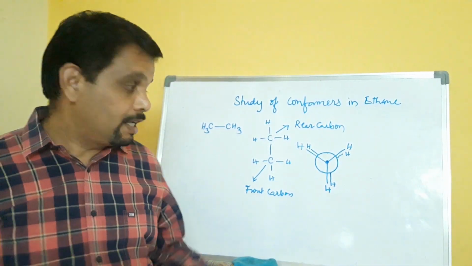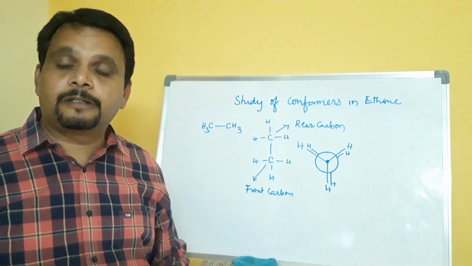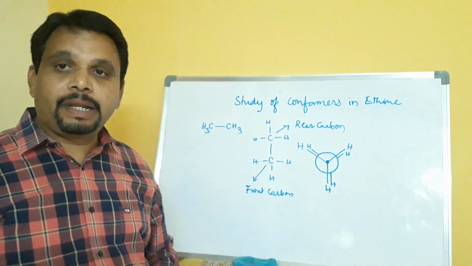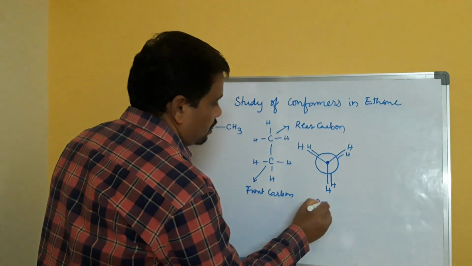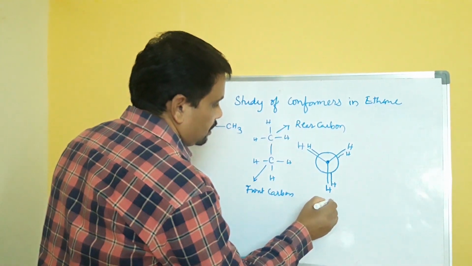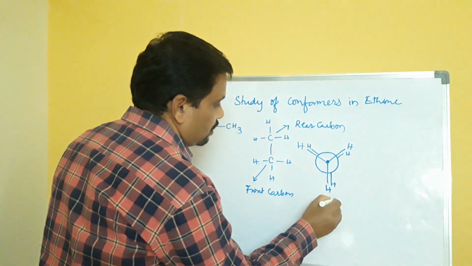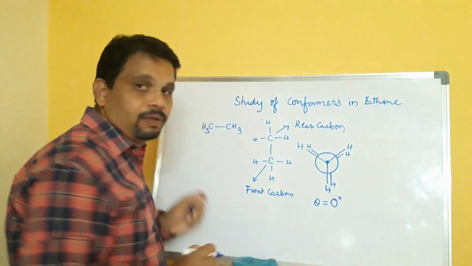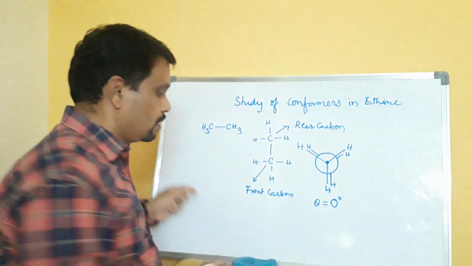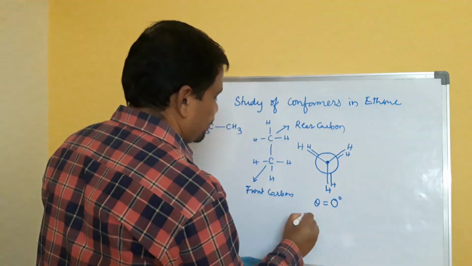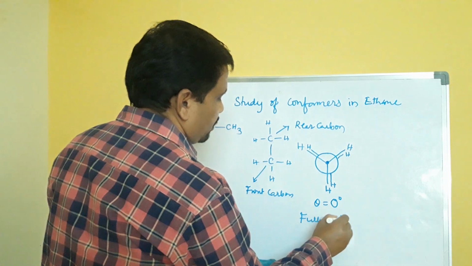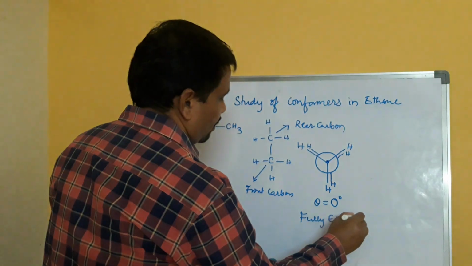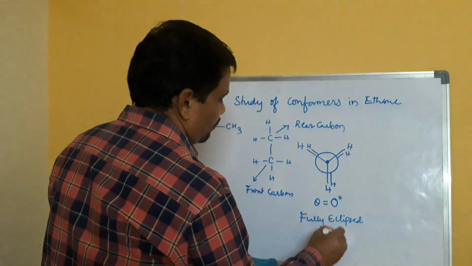What is the dihedral angle in between these two planes? Okay, dihedral angle can be denoted with theta, and it is 0 degrees. Okay. So therefore, this conformer is called eclipsed conformer, fully eclipsed conformer.